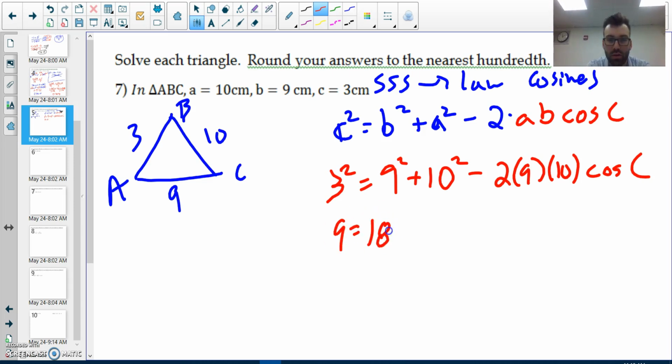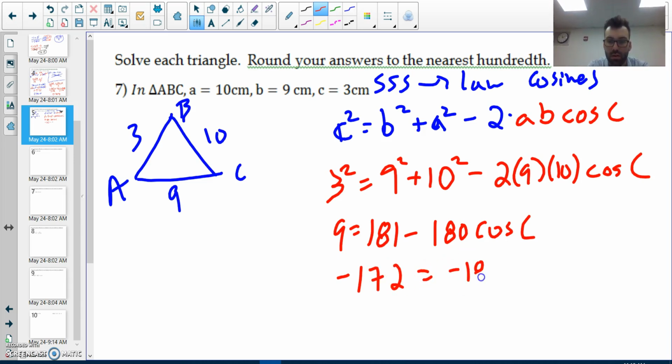Okay, so I got 9 equals 181 minus 180 cosine of c. So I get negative 172 divided by 180. You get 0.95, a lot of 5s, and then a 6.